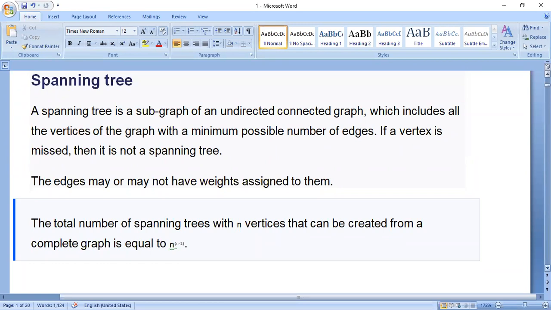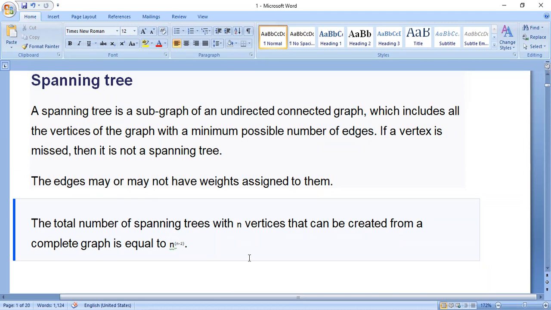So what do you mean by spanning tree? It is a tree that was derived from the given graph. In the tree, we should be able to connect all the vertices using some available edges. Then it is known as a spanning tree. No problem. Once you see the example, you can understand. The edges may or may not have weights assigned to them. But the main thing is you have to visit the vertices.